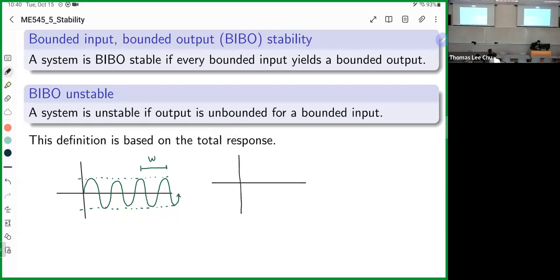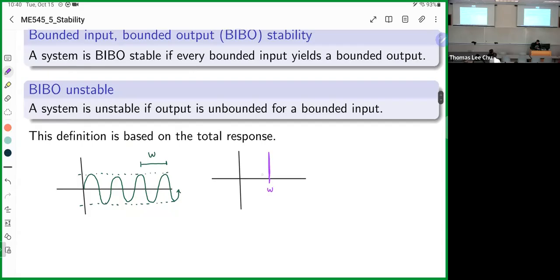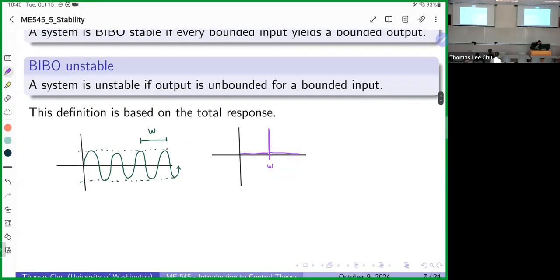And if I were to take the Fourier transform of the system, we'll see a peak right here at omega, at some value, like a Fourier transform like that. It's flat everywhere else. Is this system, and so this is marginally stable. We know that this is marginally stable.